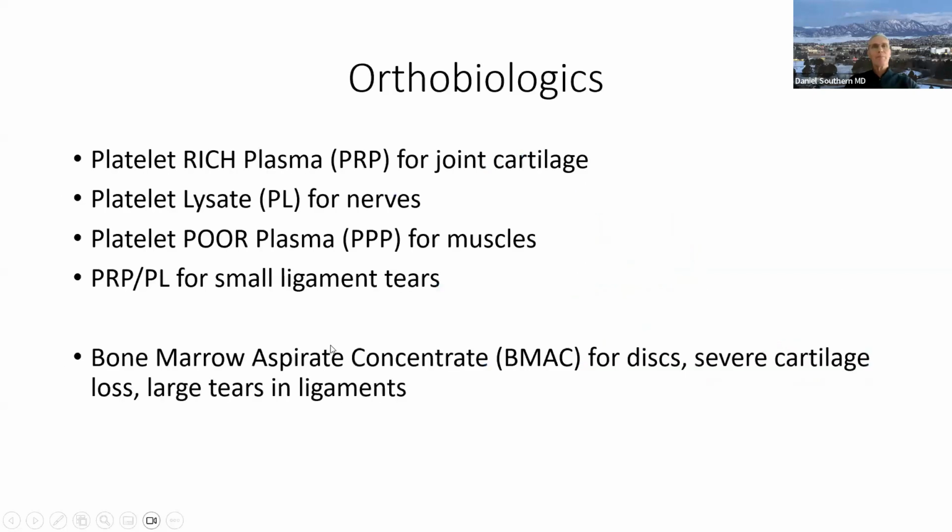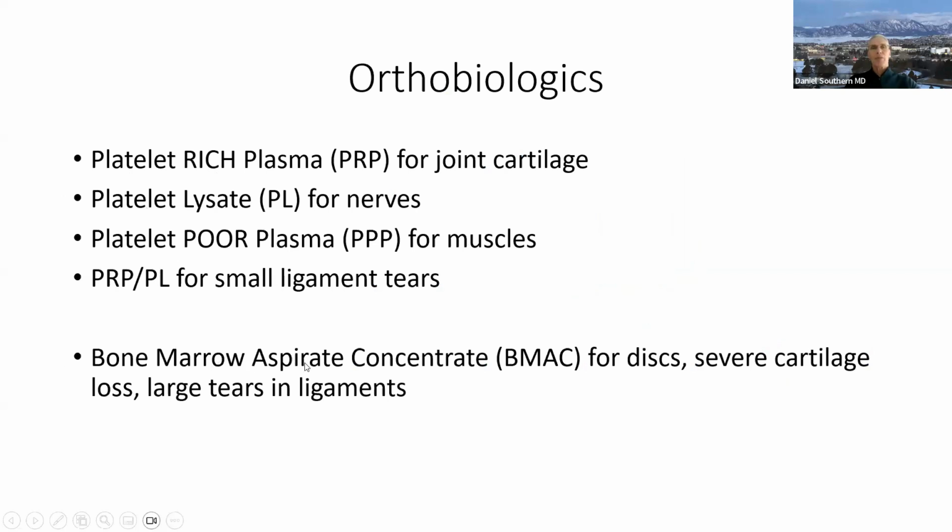Moving on. More about orthobiologics. We use platelet-rich plasma for joint cartilage. We use platelet lysate over nerves. We use platelet-poor plasma for muscles. And we use a combination of platelet-rich plasma and platelet lysate for small ligament tears.